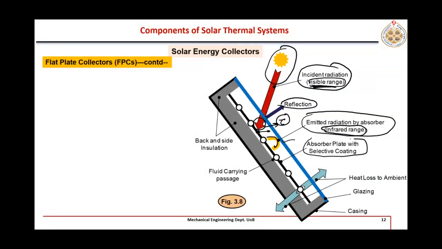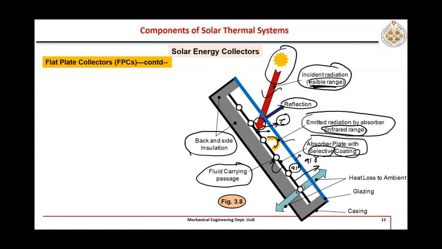So here is that absorber plate with some type of coating. We'll see what is meant by selective coating later. So this coating has the ability to absorb maximum and emit minimum. So here is the fluid carrying passage in which the fluid is flowing, and this heat will be transferred from this absorber to this fluid. Here is the insulation, right? There will be heat losses from the top of the absorber by convection, because here there is air trapped, and outside is also air.